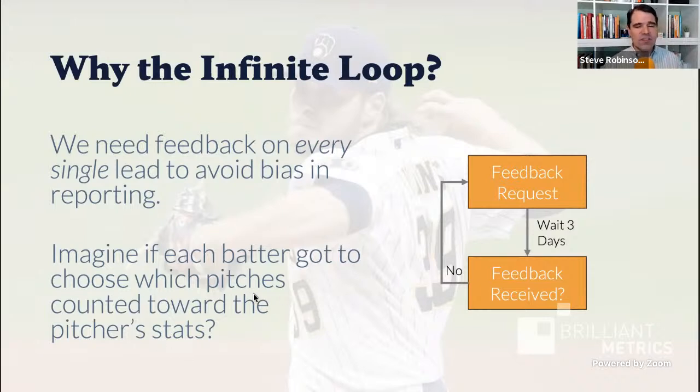So by forcing this feedback loop, you don't bias your feedback towards the leads that sucked or the couple that were really good. Now you're going to get consistent feedback on every single lead that you send across the wire to sales. The analogy I like to use is, imagine if the batter got to pick which of the pitcher's pitches actually counted towards the pitcher's stats. It doesn't make any sense. You need to make sure every single lead gets counted in your analysis. And the best way to do that is to force this literally infinite feedback loop.